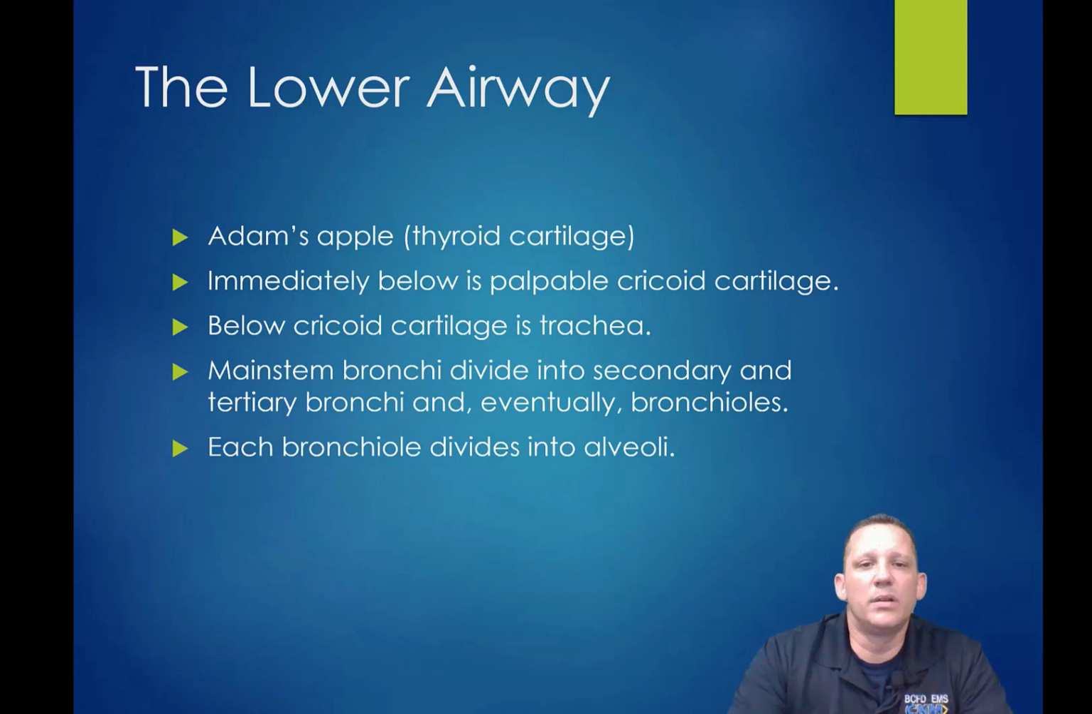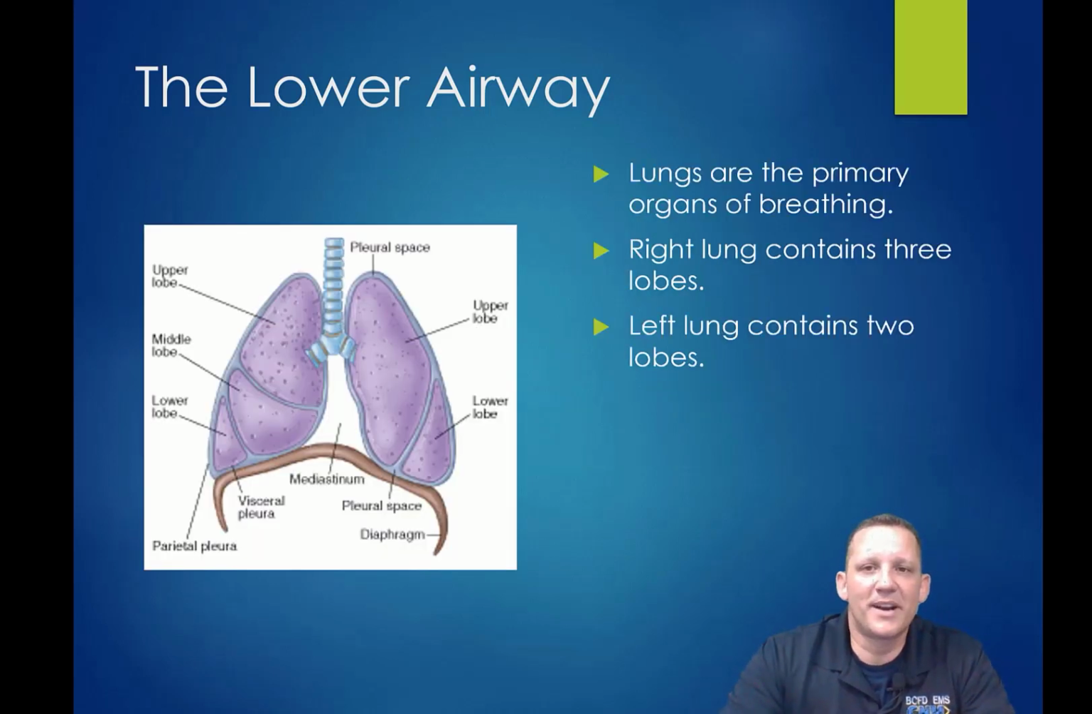And then below the cricoid cartilage is the trachea, which is the large tube going into the thorax and turning into the bronchi. So the main stem bronchi divide into secondary and tertiary bronchi and eventually the bronchioles, right? So remember, secondary is the second, or the next subsection, tertiary being the third, and then each bronchiole divides into alveoli. And this happens rather quickly. You can see that the tubing gets smaller and smaller very quickly until we're basically into a very dense sponge-like kind of tissue. Lungs are the primary organs of breathing.